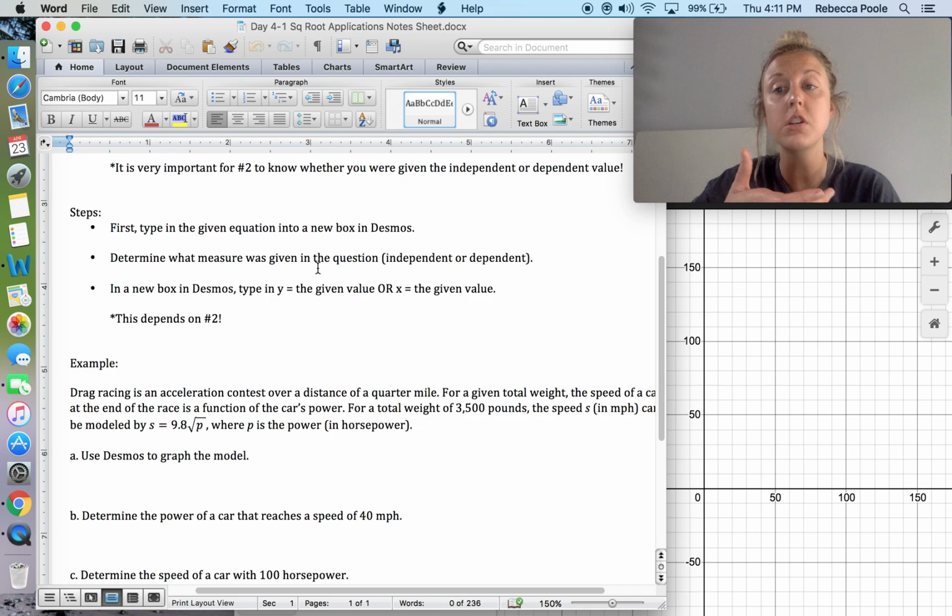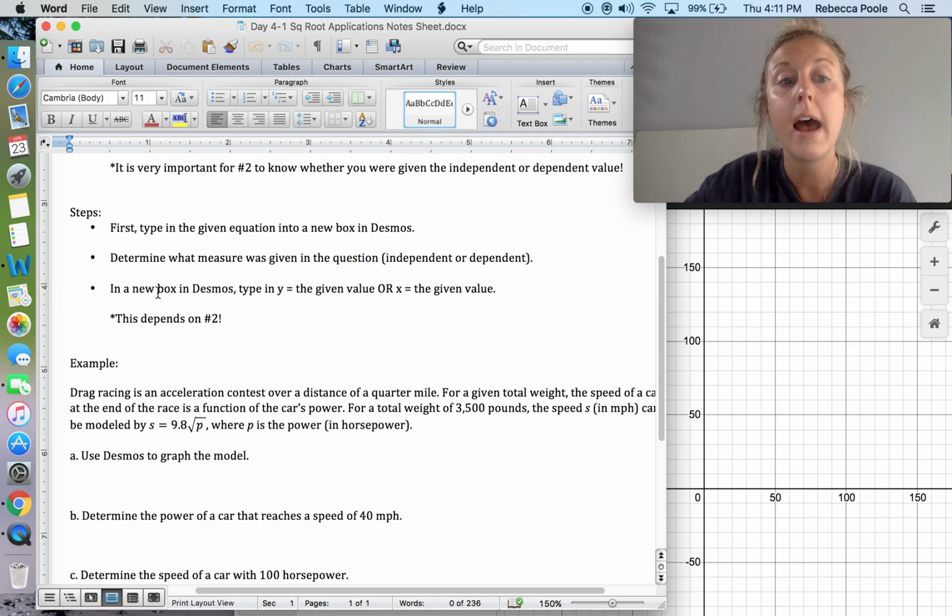So when they ask you to find a value, they're either asking you to find the independent because they gave you the dependent, or they'll give you the dependent and they're asking you to find the independent, okay? So you have to determine which one was given so that you know what to type in Desmos. And then in a new box in Desmos, if they gave us the dependent, we'll type in y equals. If they gave us the independent, we'll type in x equals so we can find the other one, okay? It sounds confusing. It's really not bad at all.